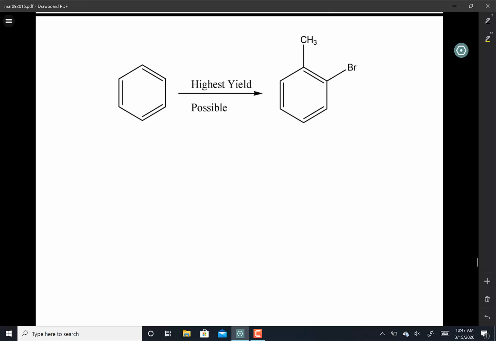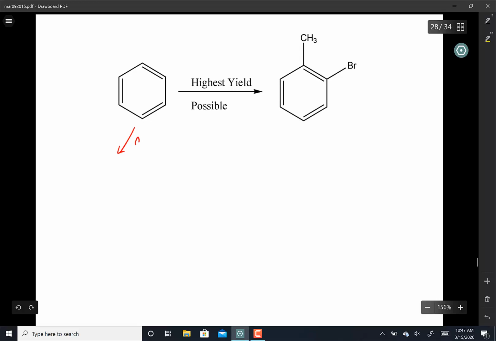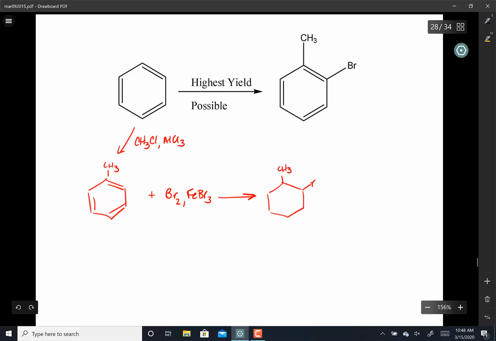So the first thing I would do is add CH3Cl, AlCl3 to that benzene ring. And then you would say, well, let's go ahead and add Br2, FeBr3 or AlBr3. But now the problem is I would get both the ortho and the para products.